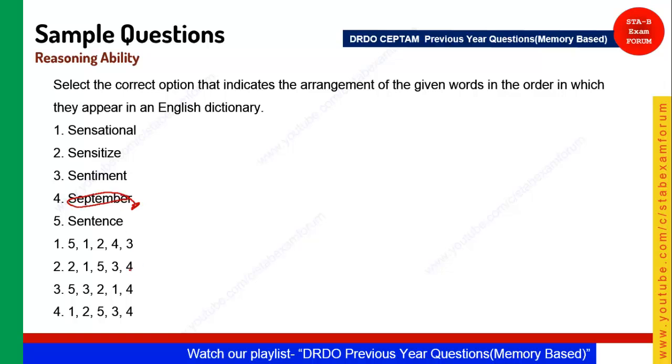So option 4 should come at last, so this is straight away eliminated. Let's see next. S, S, T. Again T. So these two should come before last. Options 3 and 5 should come before last, so we are left with this option.